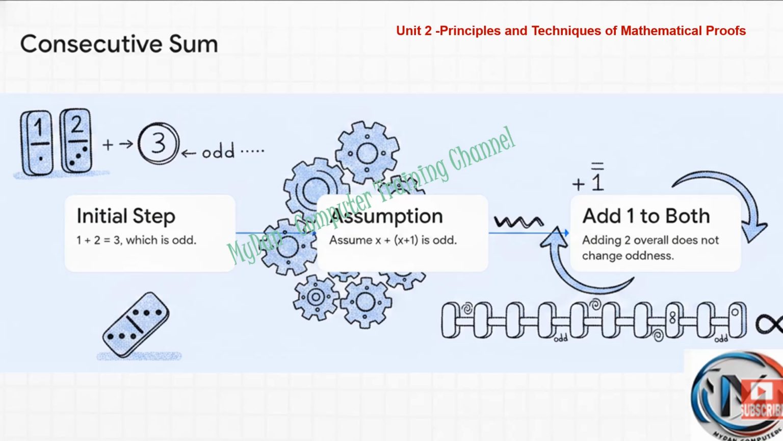Now for step 3, the clever jump. What happens if we move to the next consecutive pair? Well, we add 1 to x, and we add 1 to x plus 1. Mathematically, we have just added exactly 2 to our total sum. And here's the genius part. Adding 2 to any integer never ever changes its evenness or oddness. Since our base assumption was odd, adding 2 means the next pair is also definitely odd. We've proven the link. By mathematical induction, the sum of any two consecutive numbers, stretching all the way to infinity, is odd. And look at that, no heavy algebra required.